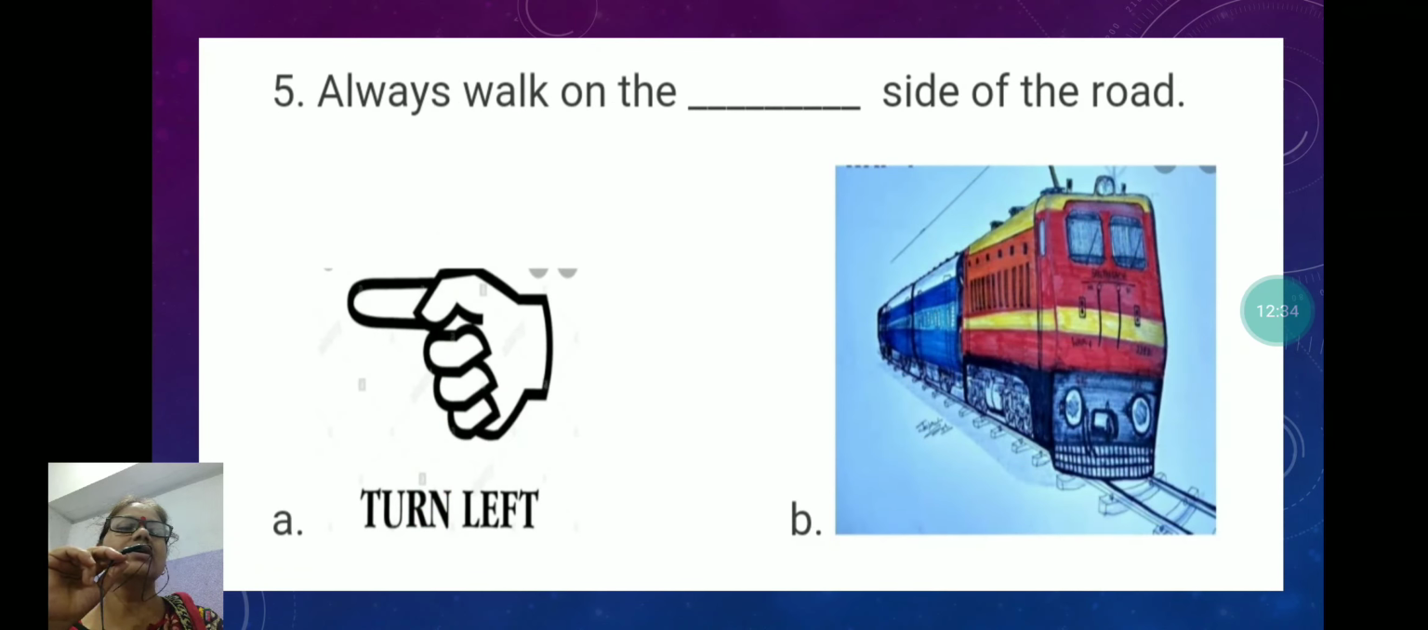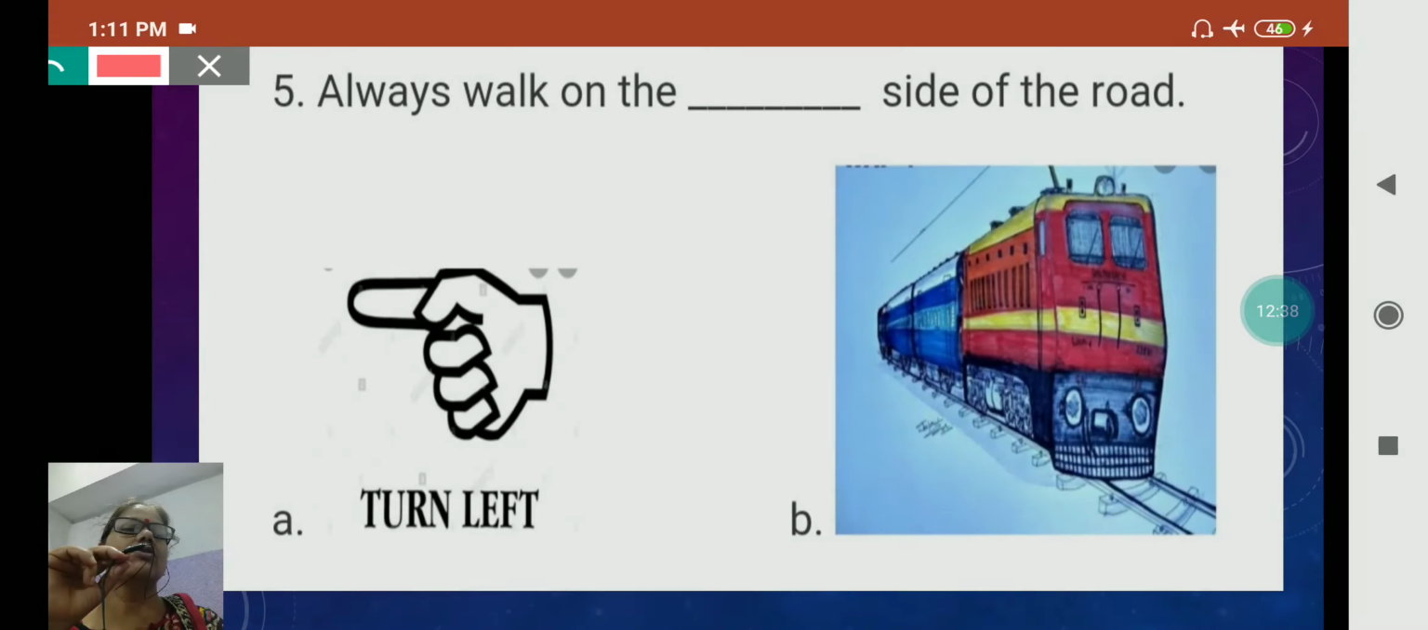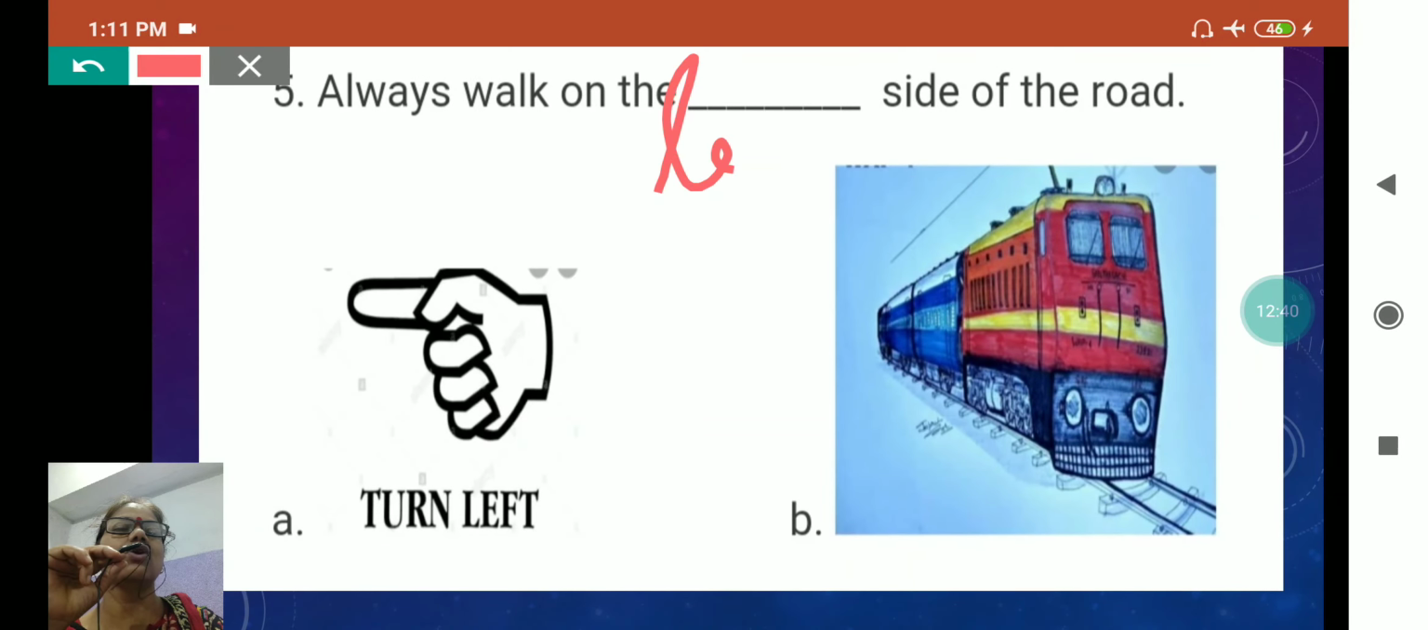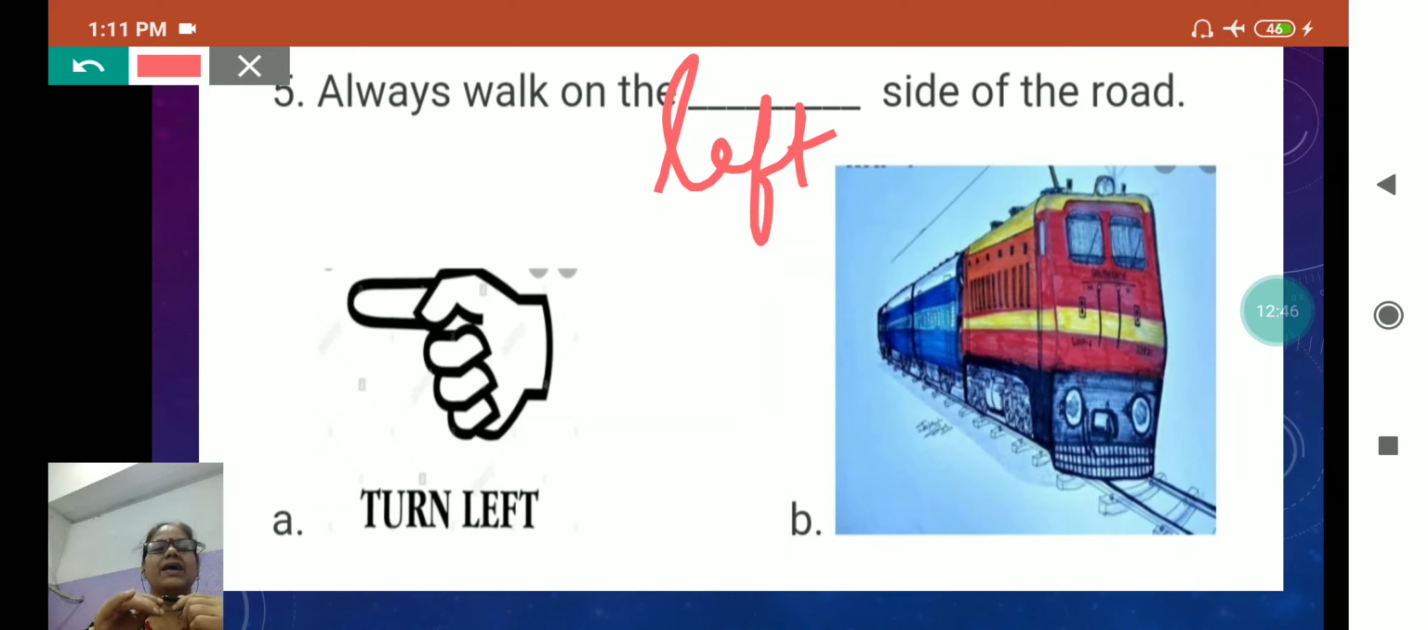Always walk on the left side of the road. And all of you know that we should always walk on the left side of the road, and this left is the direction. And this left is the past tense of leave. The train left the station.